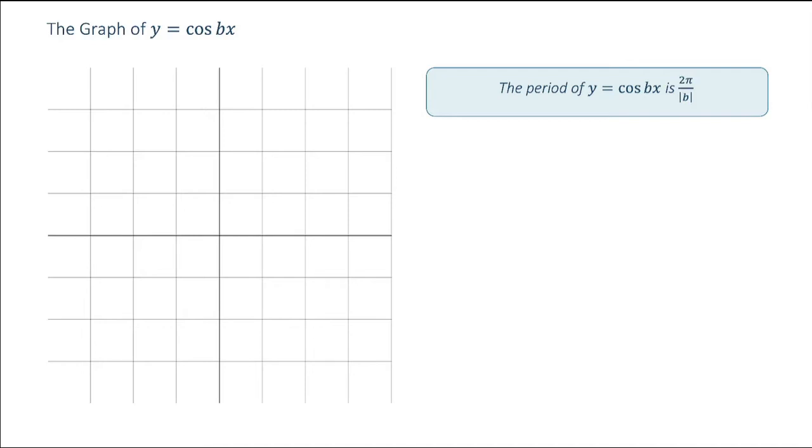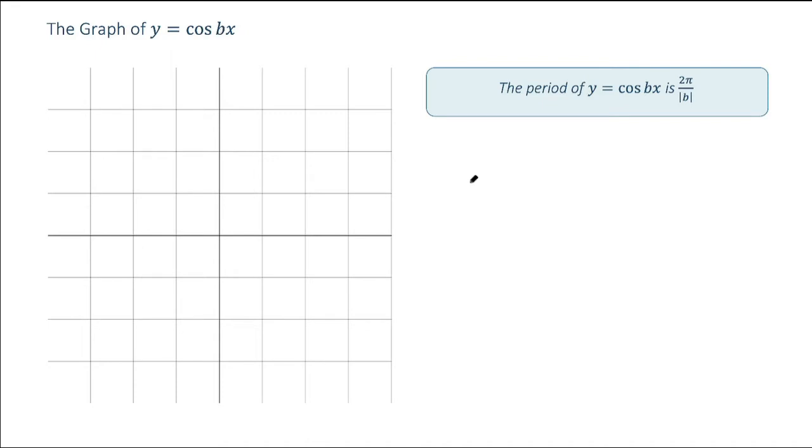If we replace x with bx in this cosine function, that will be a horizontal stretch or shrink, and that will affect the period of our function. So the period of this function is 2 pi divided by the absolute value of this number.